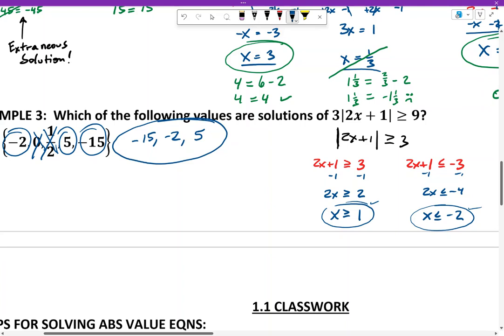Now we could also plug these numbers in to our equation and check each one. This is not as efficient because if I had a long list of solutions, 15, 20, 100 numbers, it would be difficult and time-consuming to check every single number. But if I solve the inequality, then I can just check the number against these solution sets and I can know right away.